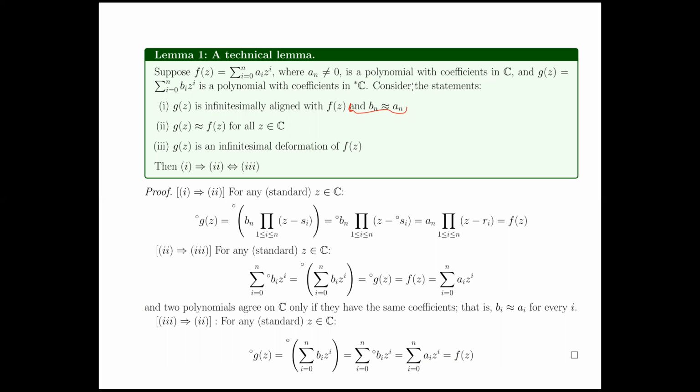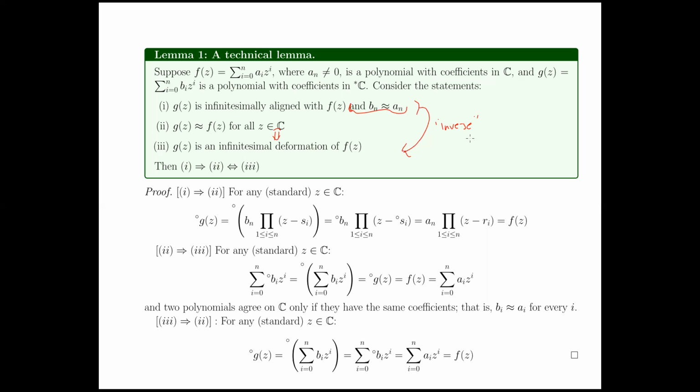So one property is that G is infinitesimally aligned with F and the leading coefficients are approximately the same. The second one is that G(z) is infinitesimally close to F(z) for all standard z. And the third is that G is an infinitesimal deformation of F. So these two are equivalent: being infinitesimally close for all standard z is the same as your coefficients being infinitesimally close. And one proves both of them. Of course, this direction is what I call the inverse of the main theorem. It says that the coefficients depend continuously on the roots. That's fairly straightforward standardly using something like Vieta's theorem, but this is a non-standard proof that doesn't use Vieta's theorem.